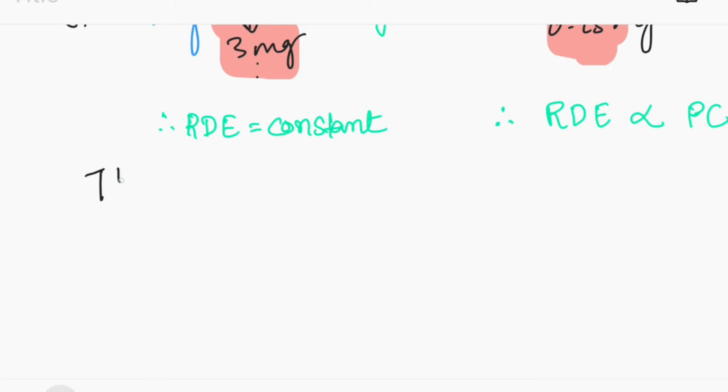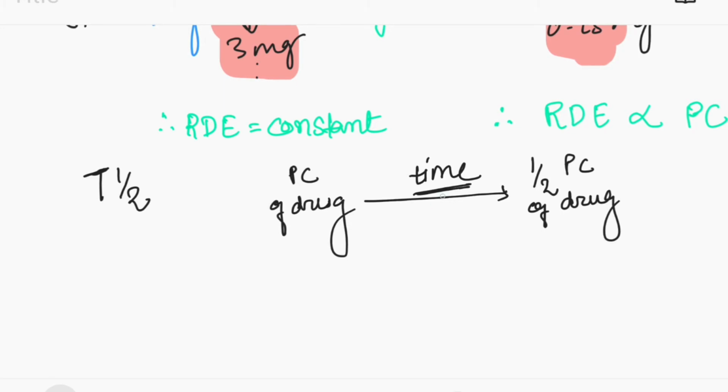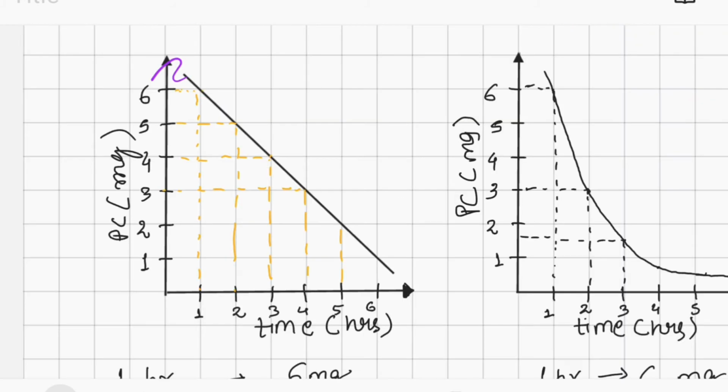Let's talk about a few more parameters here. The next one is T-half. T-half is the time taken for plasma concentration of a drug to reduce to half from its original value.